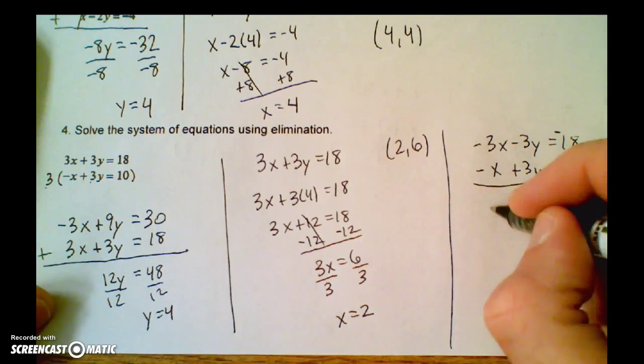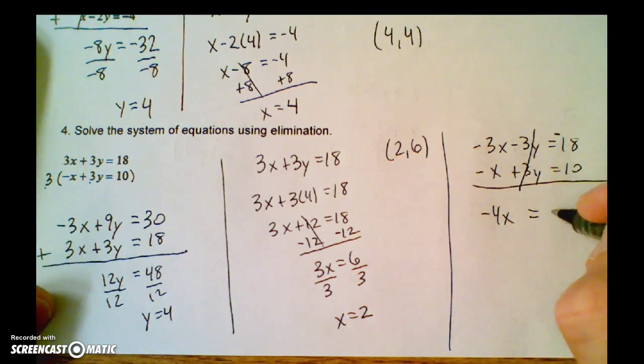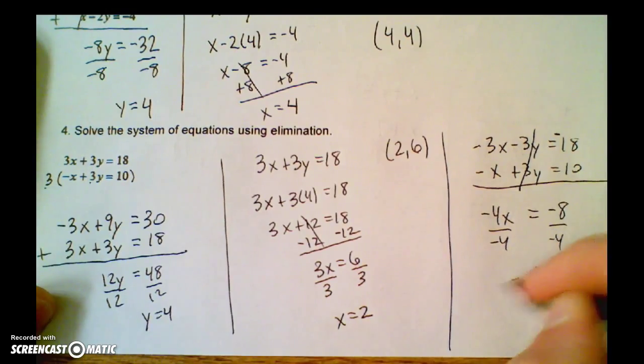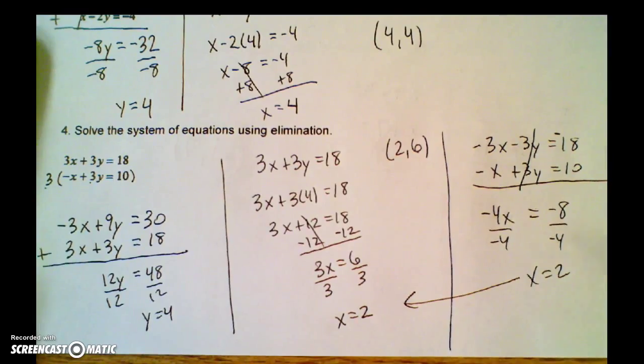And it should be negative 18. Negative 3x minus x is negative 4x. The y's cancel out. Negative 18 plus 10 is negative 8. And then divided by negative 4, I get the same answer of x equals 2. So either method, you could have gotten the correct answer. These are going to be the more challenging problems, so work on the practice problems today for class.